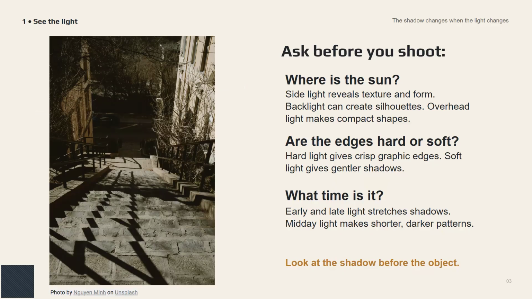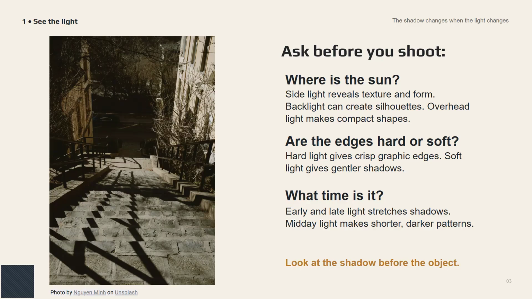Next, look at the edges of the shadows. A bright, direct light creates hard, crisp edges. Those shadows often work well for bold patterns and graphic compositions. Cloudy or diffuse light creates softer edges. The shadows may be gentler and less dramatic. Time of day also changes what we see. Morning and late afternoon light creates longer shadows. Midday sun produces shorter shapes that stay closer to the object.